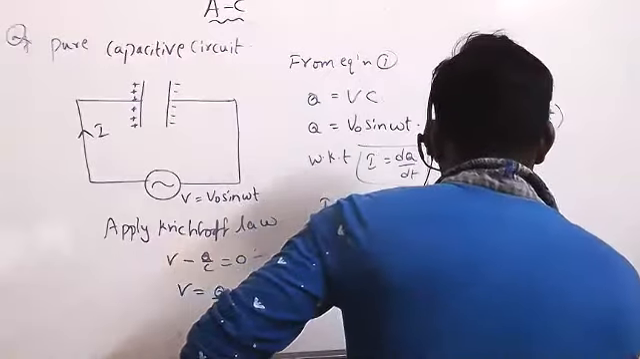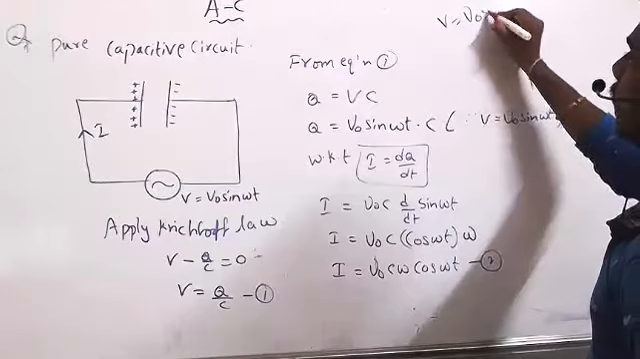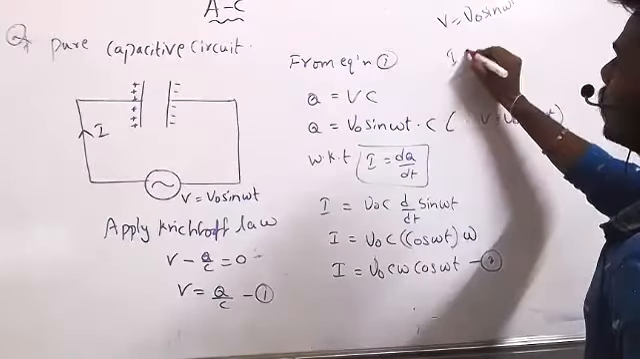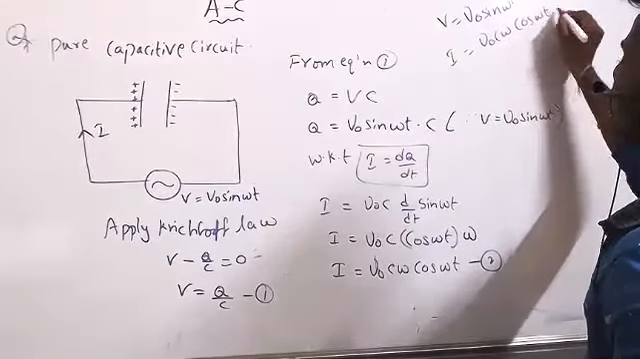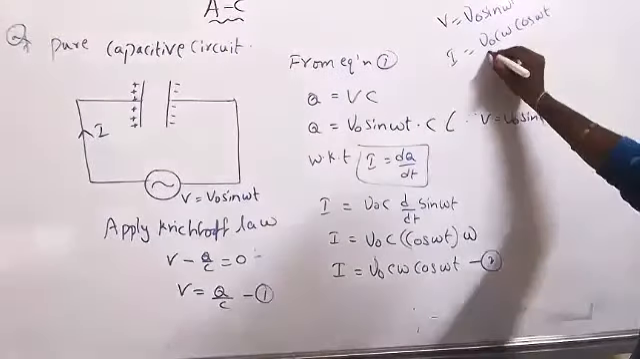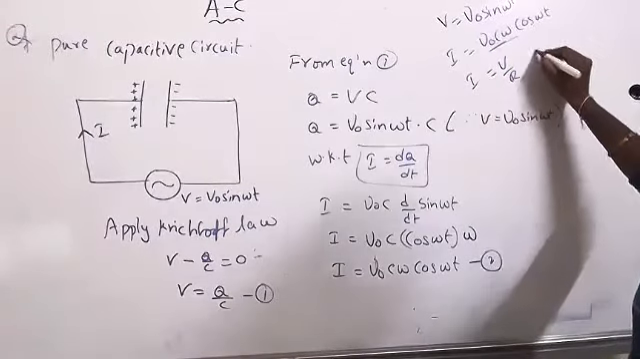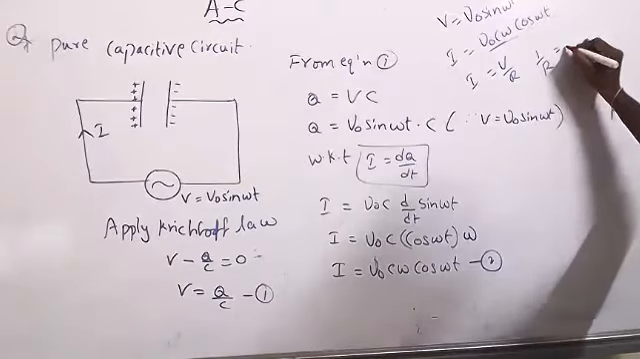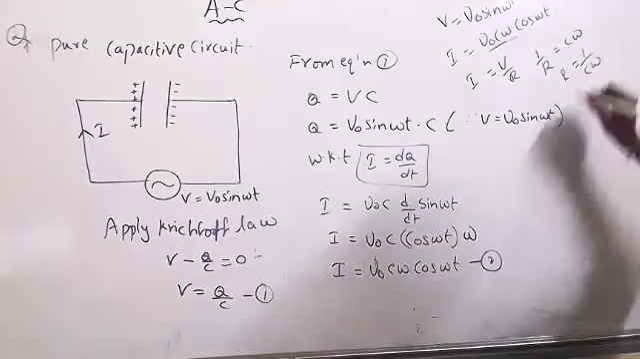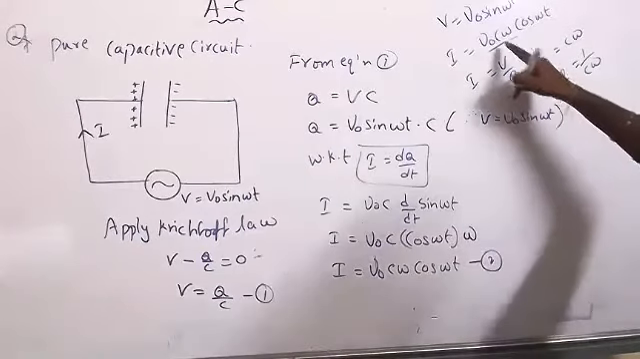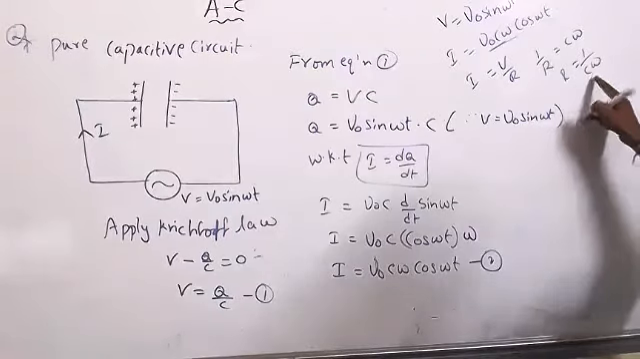It's what we got. When we have given input V is equal to V naught sine omega t, we got I is equal to V naught C omega cos omega t. But if you see clearly, I is equal to V by R should come. So in the 1 by R place, C omega is there. So R is equal to 1 by C omega.